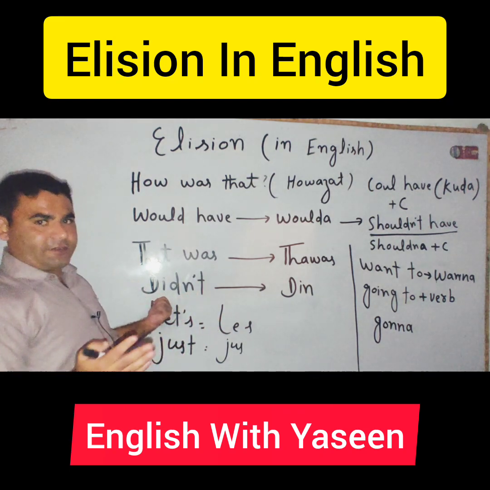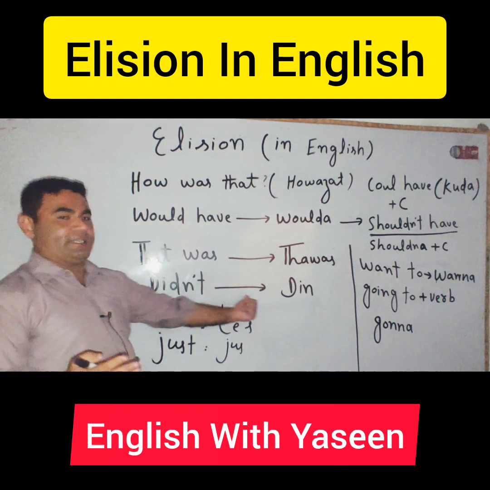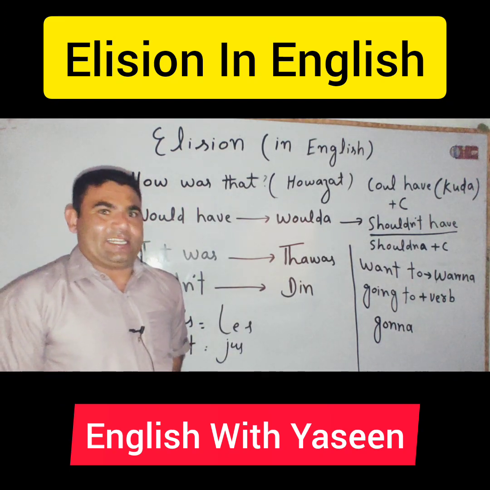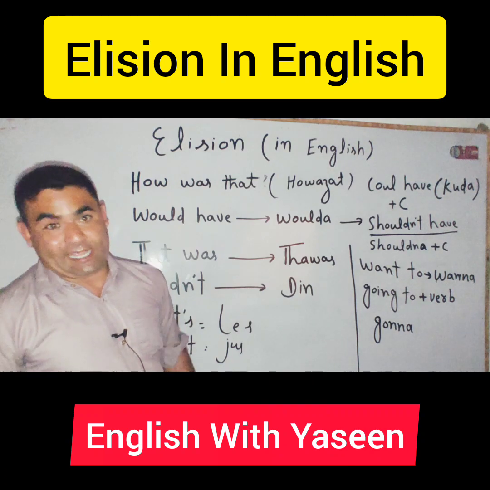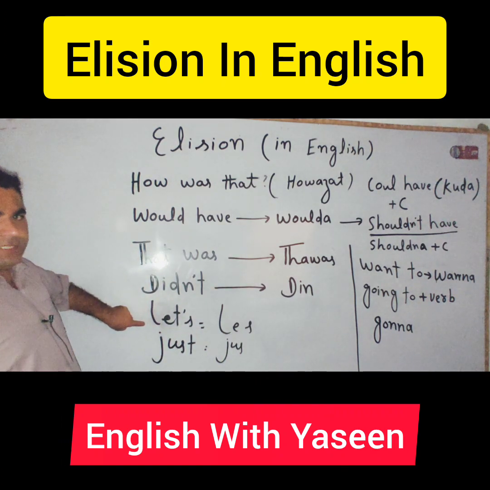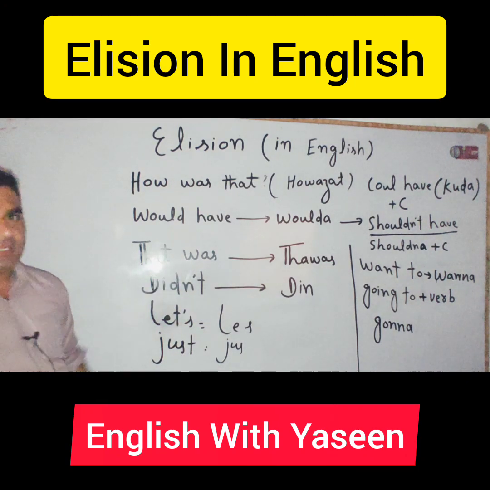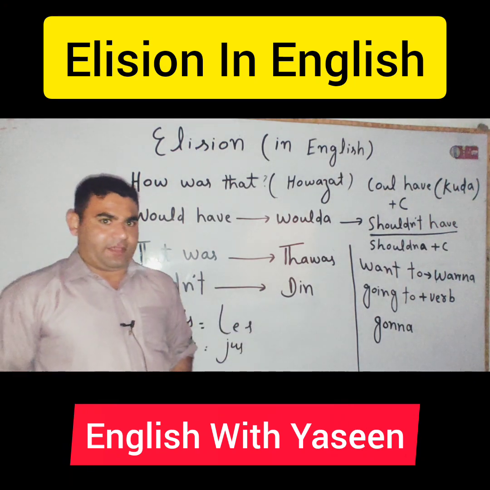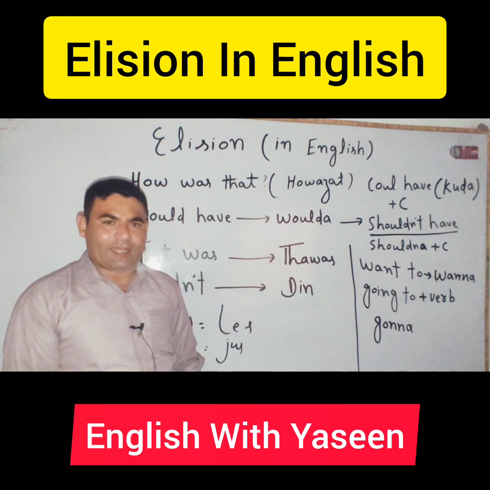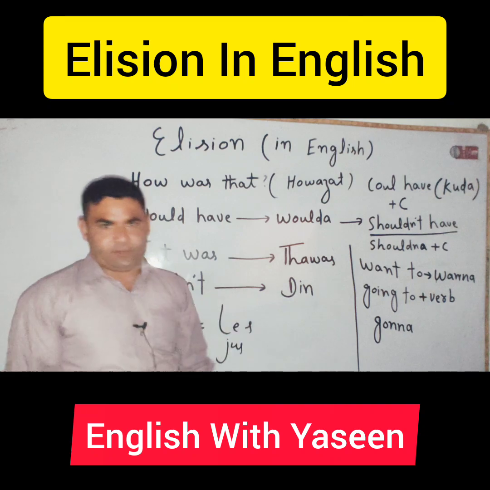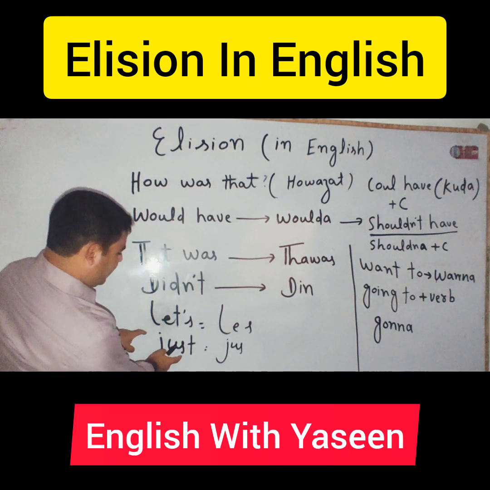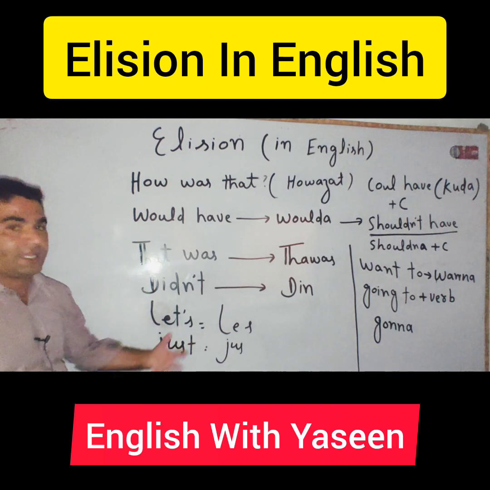So you can do it here too, like didn't, so you can say didn't. I didn't get what you said. I didn't understand what you said. Then instead of let us, you can say let's go for the party. Let's go. Let's play cricket today. Let's go, right?